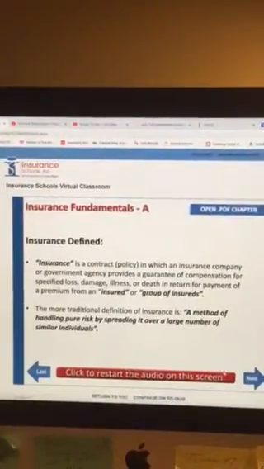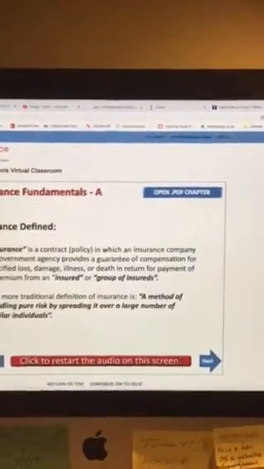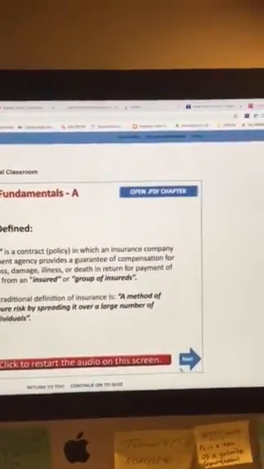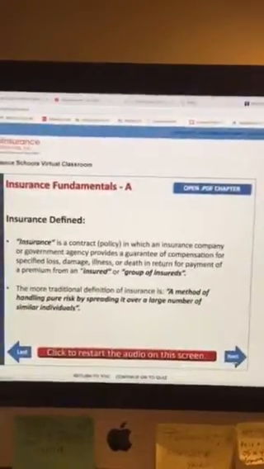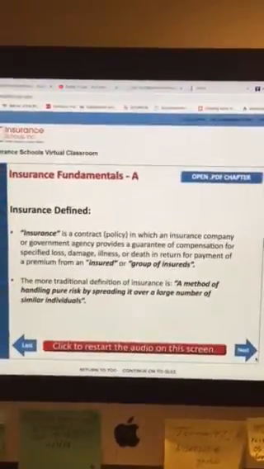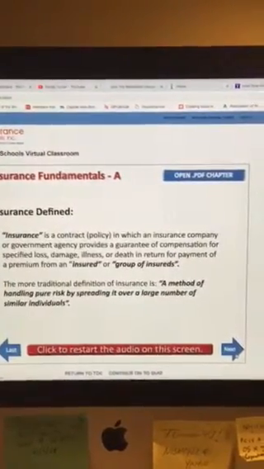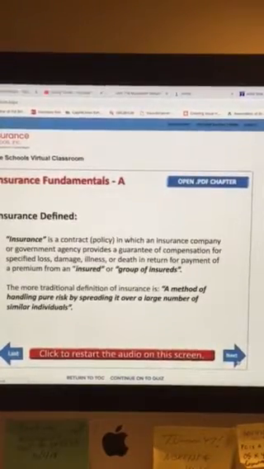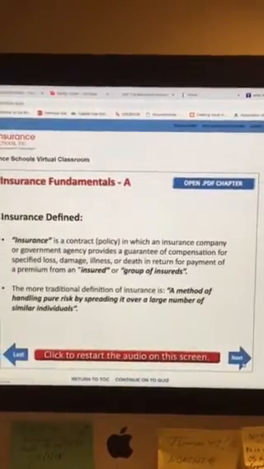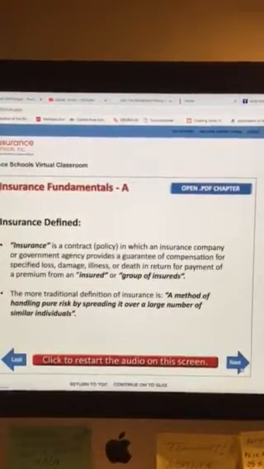As we begin the course, let's define the term insurance. The most familiar definition is that insurance is a contract in which an insurance company or government agency provides a guarantee of compensation for specified loss, damage, illness, or death in return for payment of a premium from an insured or group of insureds. The more traditional definition of insurance is a method of handling pure risk by spreading it over a large number of similar individuals.